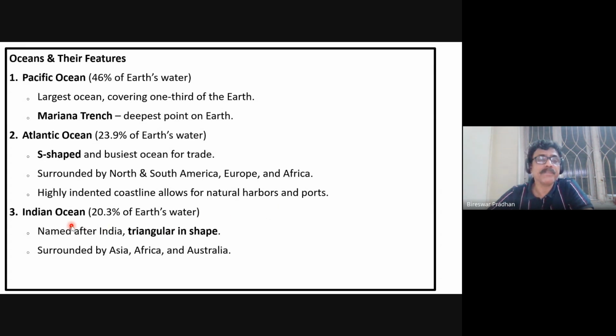Now, the Indian Ocean: 20.3% of the Earth's water, named after India, triangular in shape, surrounded by Asia, Africa, and Australia.